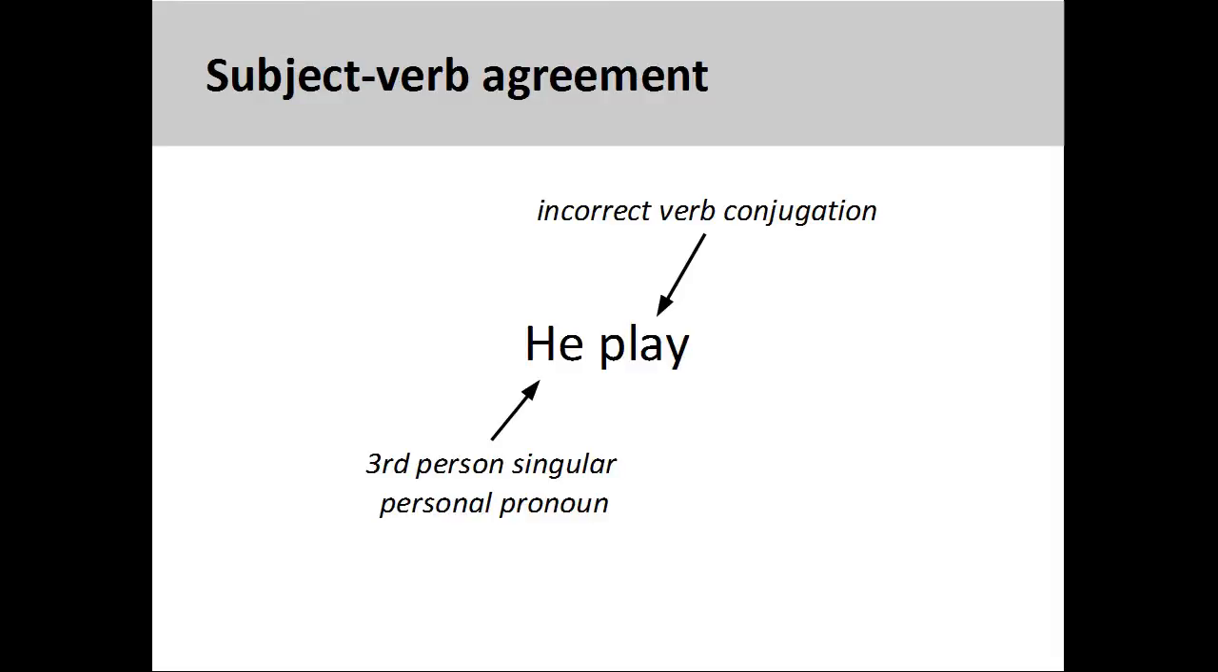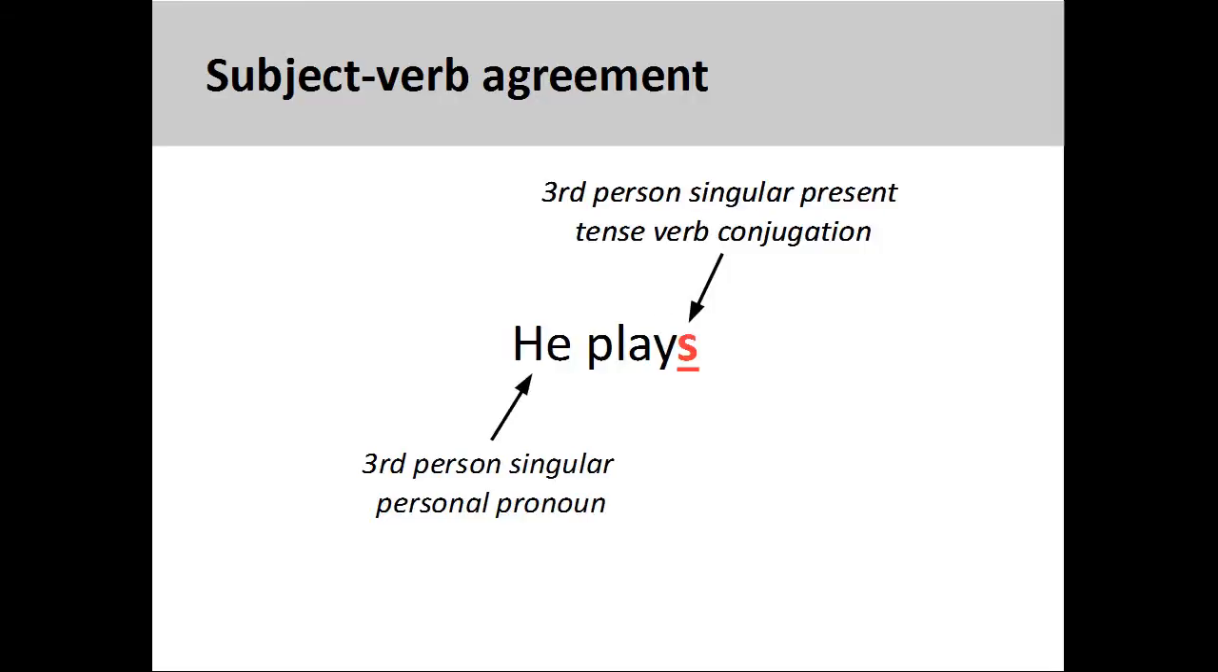In the sentence you see on the screen, the third-person singular personal pronoun he is paired with an incorrect verb conjugation, play. This makes the sentence sound awkward. English adds an S to the verb in order to make a third-person singular verb conjugation. This agreement between the subject and the verb makes the sentence sound much better.